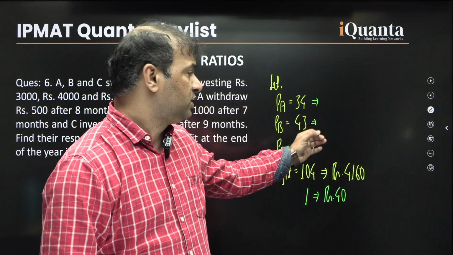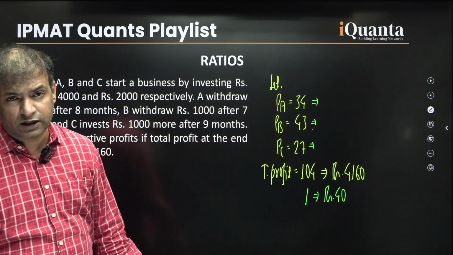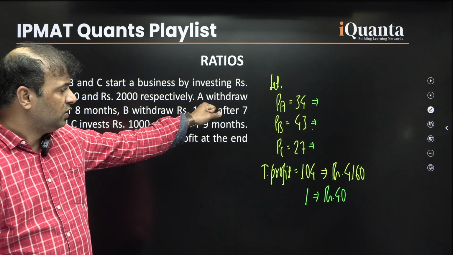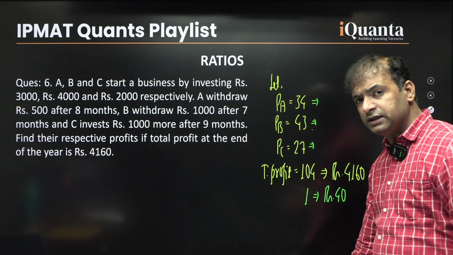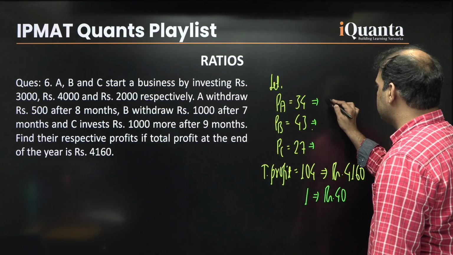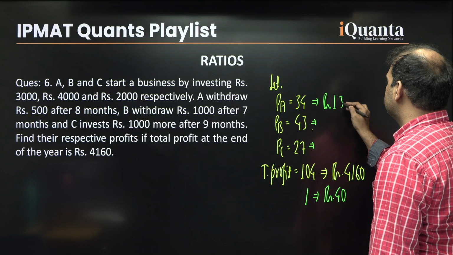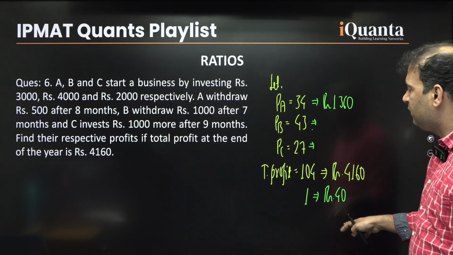We'll say 30 into 4 plus 4 into 4. So 30 into 4 is 120, and 4 into 4 is 16. So 120 plus 16 is 136. All right, and this should be rupees 1360. All right. Similarly, we can do for the others.